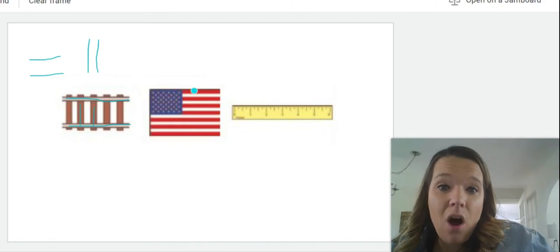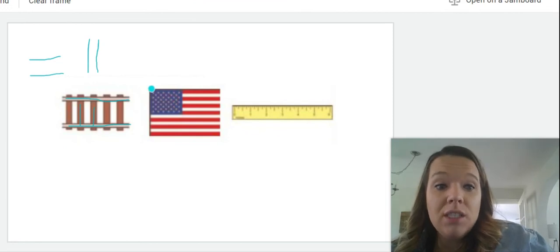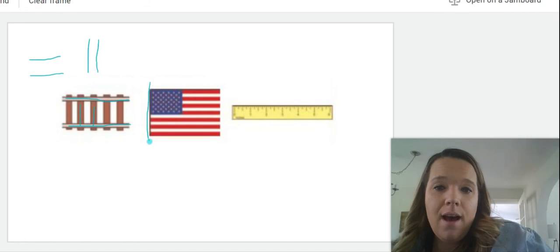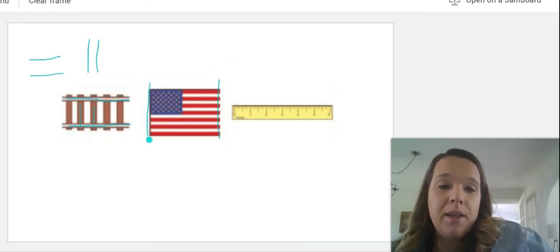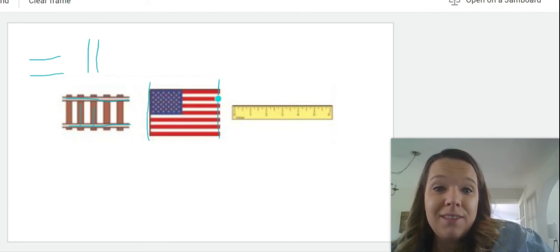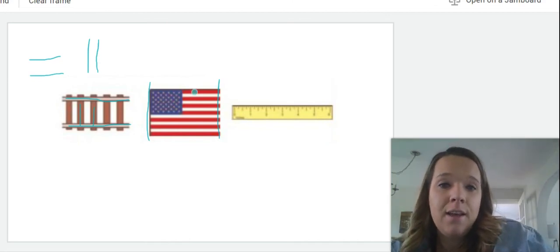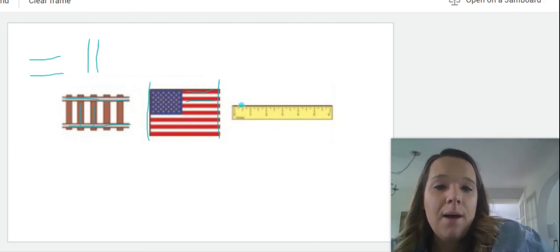Our flag also features many sets of parallel lines. Remember, they have to be the same distance apart, and they can never cross or intersect. So we have, again, vertical parallel lines that we could talk about as part of the flag, but there's also multiple horizontal sets of parallel lines. As long as they stay the same distance apart and never intersect, this could be an example of some parallel lines. And finally, we have a ruler.